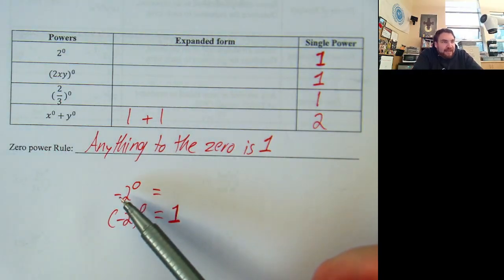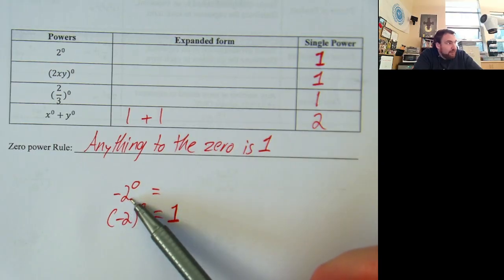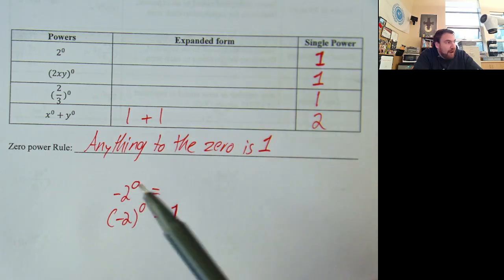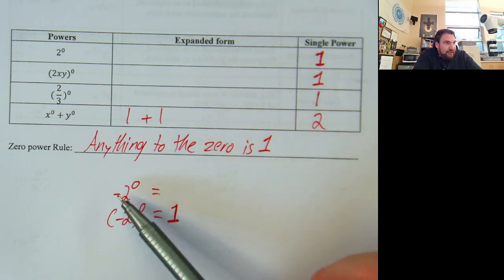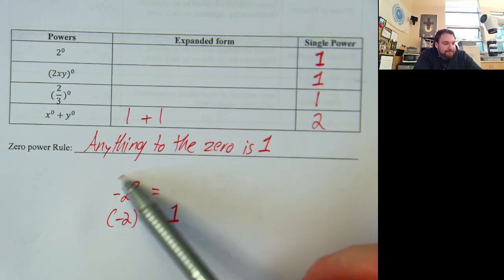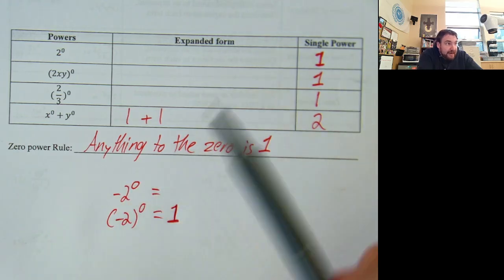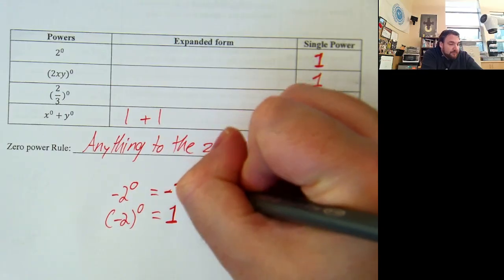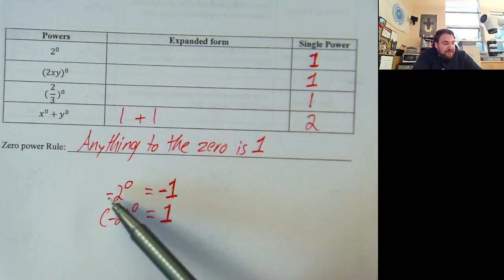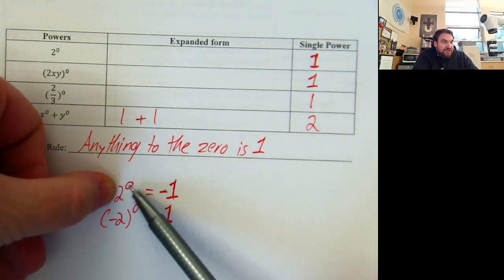Is the negative included as part of the base here? No. This is back to the very first day. If there's no brackets, is that minus sign included as part of the base? No. So what should this result be? Negative 1. Because if the minus sign is not included as part of the base, ignore it for a second. 2 to the 0 is 1, and then you make it negative.